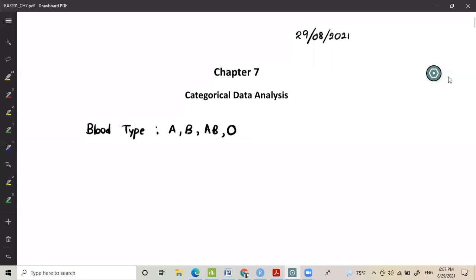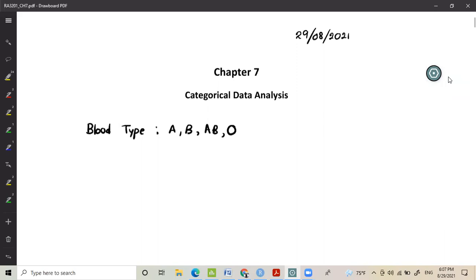And now in this chapter 7, we are going to look at several categorical variables at the same time and see whether we can find any associations related to these categorical variables. Usually this is when you have two or more categorical variables for a given data set.